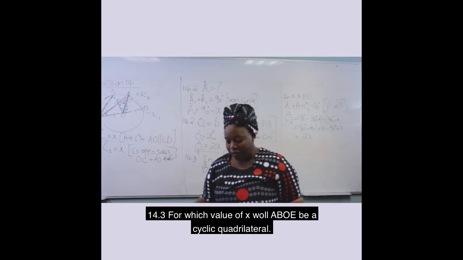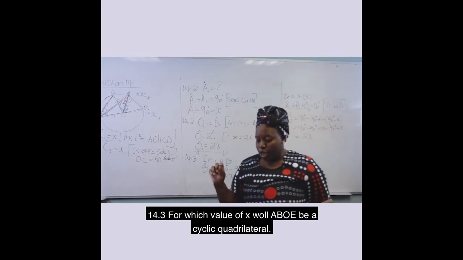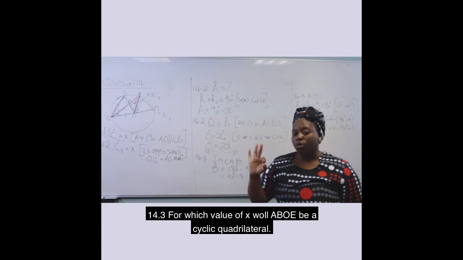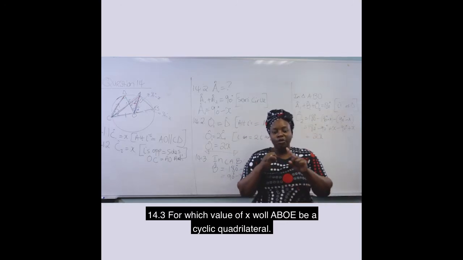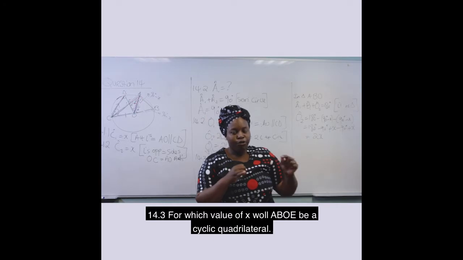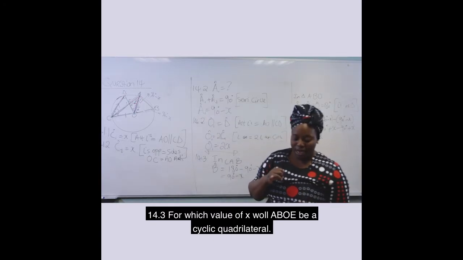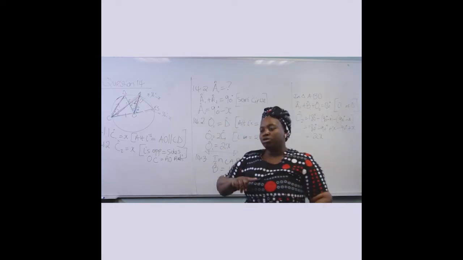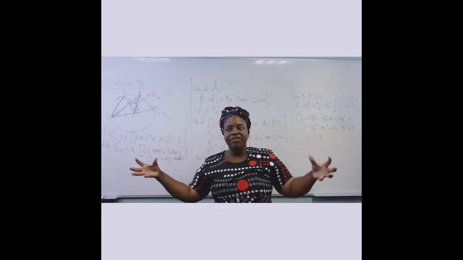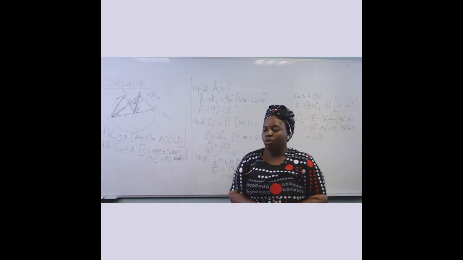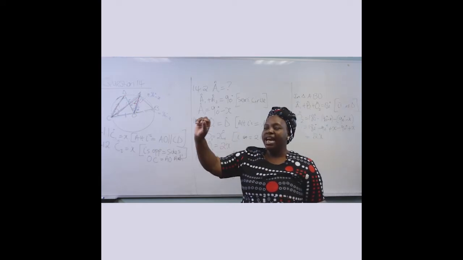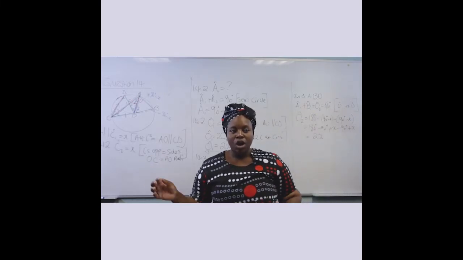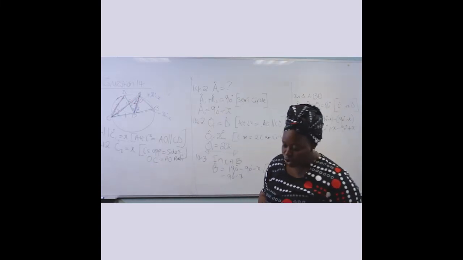Let's look at it. For which value of x will ABOE be a cyclic quad? Now, there are three conditions in terms of a cyclic quad. One, the opposite angles of a cyclic quad must be supplementary. Two, the exterior angle of the quadrilateral must be equal to the opposite interior angle. And the third one is that it must subtend the same angle, so the chord or the arc must subtend the same angle. So let's see which one can do that.